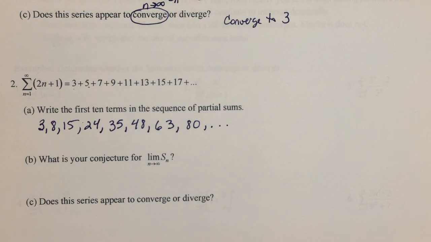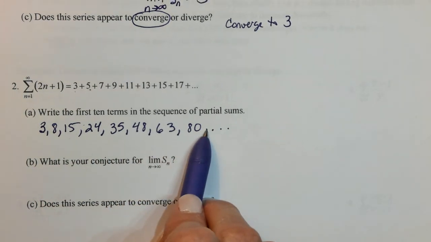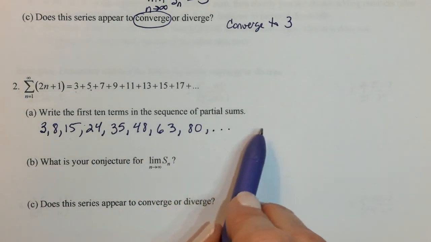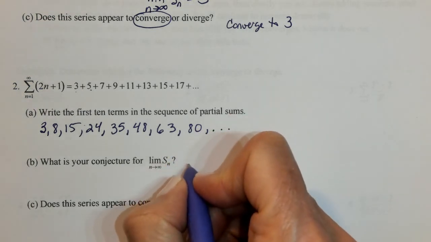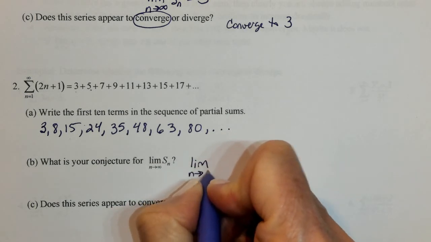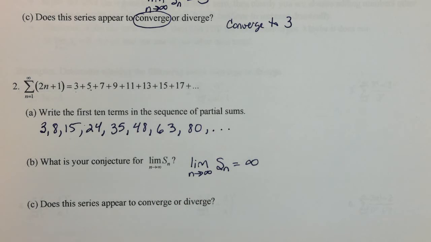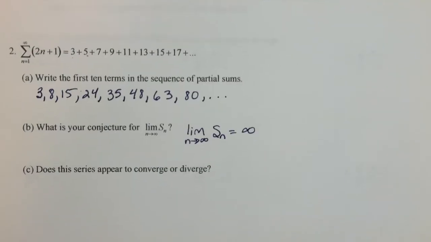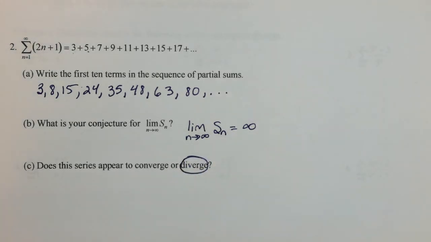What is your conjecture for the limit of this one? Well, this one does not appear to be stopping. It appears to be growing larger with every term. So I'm going to say it appears to be going to infinity. So does this series appear to converge or diverge? This one appears to diverge. Okay? So that's the meaning of a divergent series.